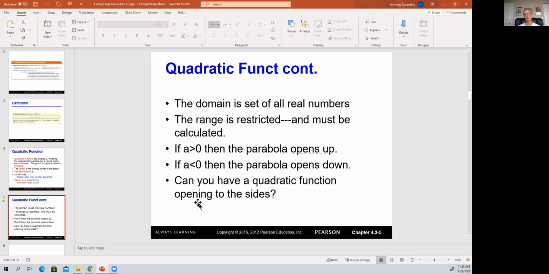The range is restricted though, and it really depends on where the vertex is and how the graph is oriented. So again, once I give you a few more little pieces of information, you could actually calculate the range of a quadratic without graphing it.